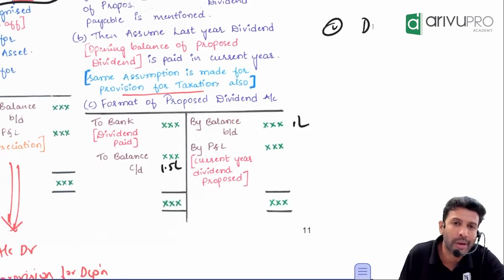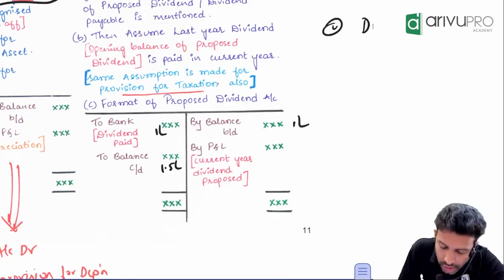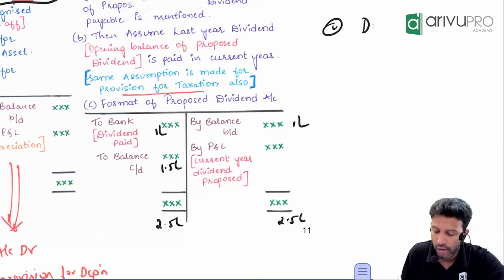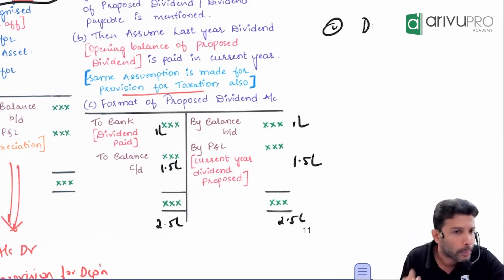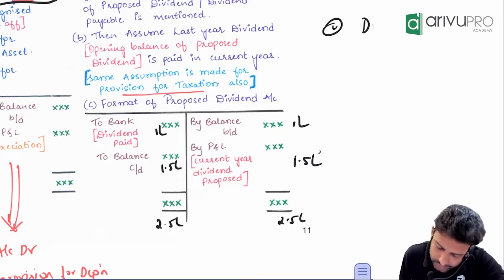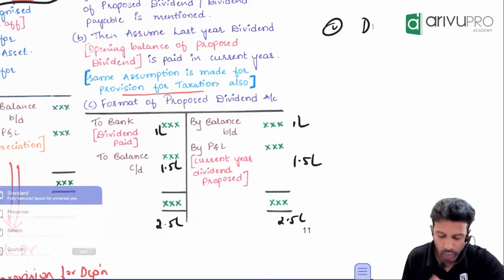This is assumed to be outstanding or paid off. What entry? To bank how much? 1 lakh. This side total how much? 2.5. This side also should be 2.5. How much should come? 1.5, the balancing figure. What is that 1.5? The current year's dividend declared. This is what we do for dividend.